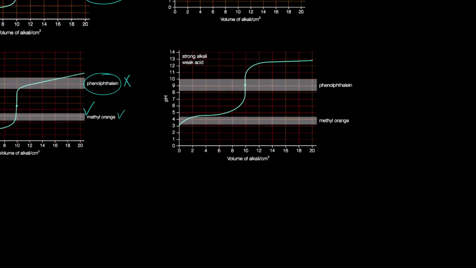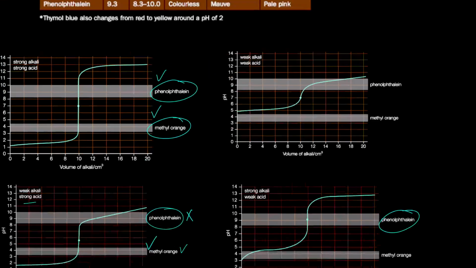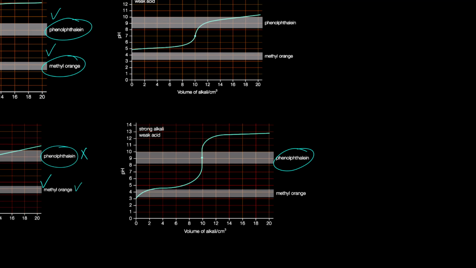Next, if I use a strong alkali and a weak acid, can I use phenolphthalein? Absolutely I can. What's the range? The examiner will give you the range. Look, phenolphthalein is 8.3 to 10. And you'll see here, 8.3 to 10. It literally falls on the vertical line right here. So it lies completely within the vertical section of the titration curve. So you can use phenolphthalein.